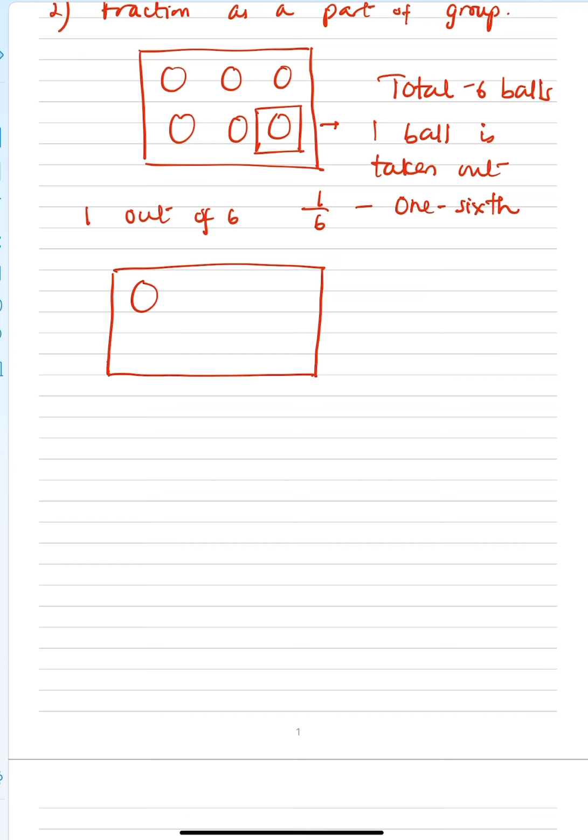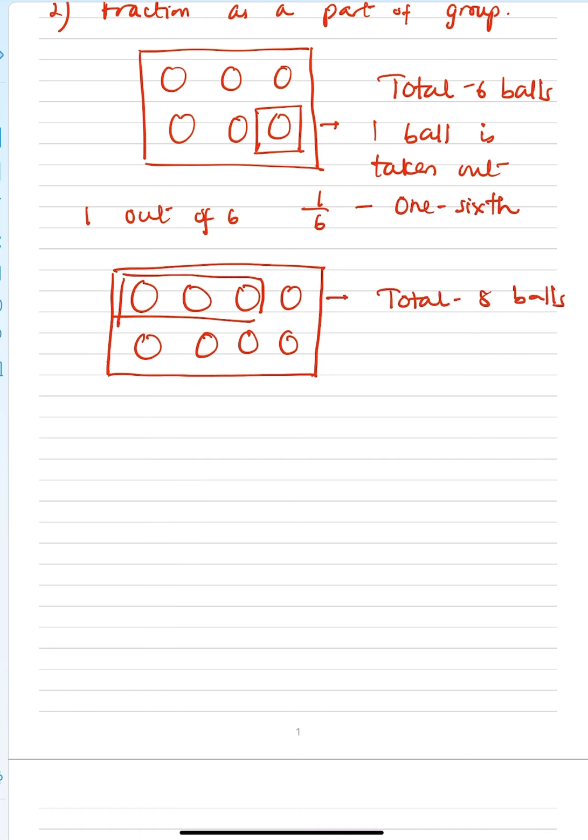And suppose there are 8 balls. From these 8 balls, we will take out 3 balls. Total balls are 8. Okay. And we are taking 3 out. That means 3 out of 8. We will write it as 3 out of 8 or 3 upon 8 or 3/8. Got it? This is called fraction as a part of a group.